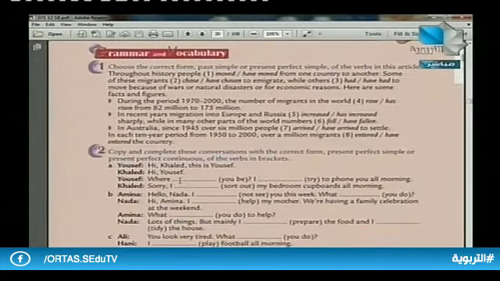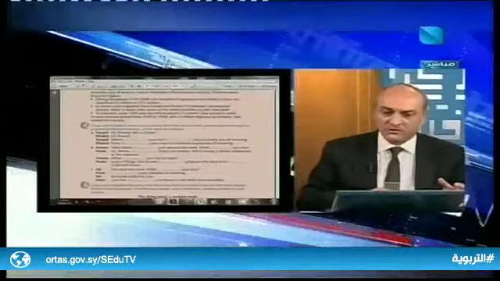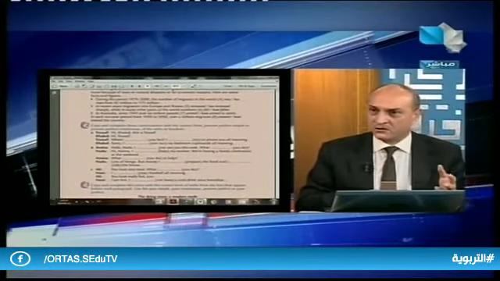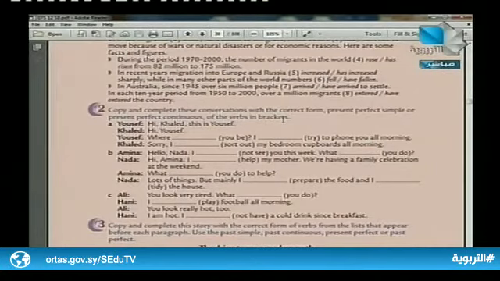Okay. Now, I think we have a nice exercise, Mr. Qutayba, which is exercise 2. Here in exercise 2, we have 3 dialogues. What is required from the student is to complete these conversations with the correct form, present perfect simple or present perfect continuous, of the verbs in brackets.